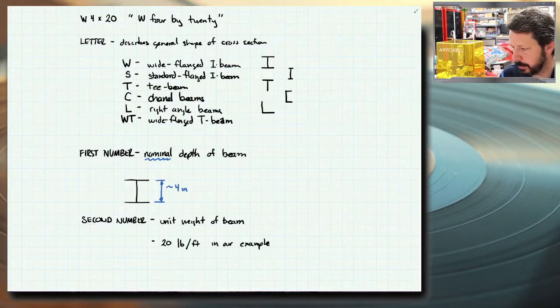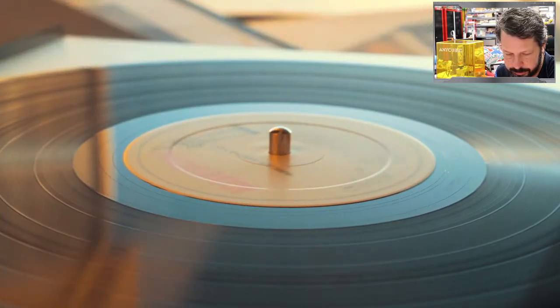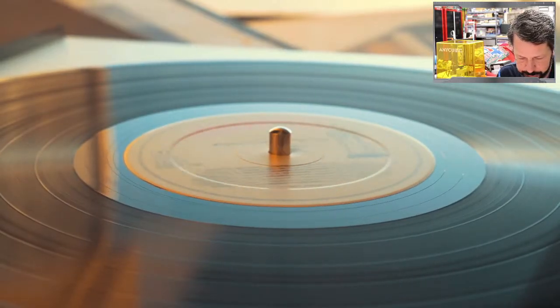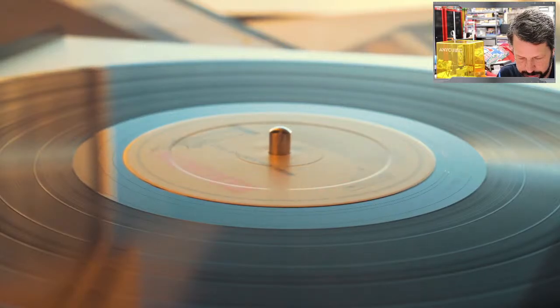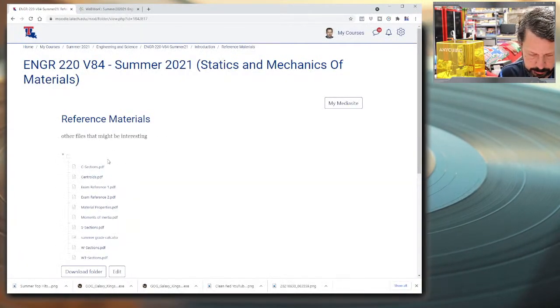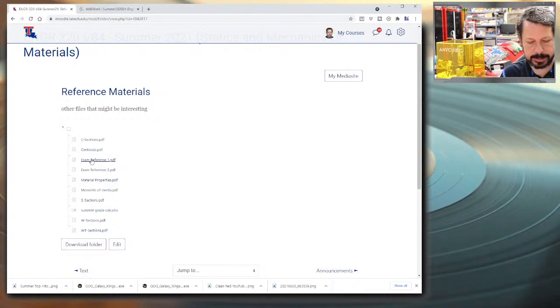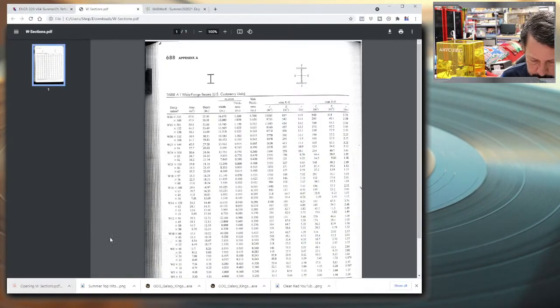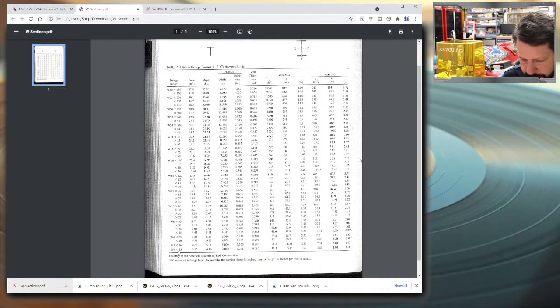If we look up the actual beam chart, let's see if I can get one of those up real quick. Let's see, I think there's some in our reference folder that I have. Well, there's some in here. So these exam reference 1, exam reference 2, those have all the ones that are in your book, I believe, but it's really tiny. Here's a W. I don't know if W4 by 20 is going to be in here, but let's look and see. No, they have W4 by 13. So W4 by 20 is made up.